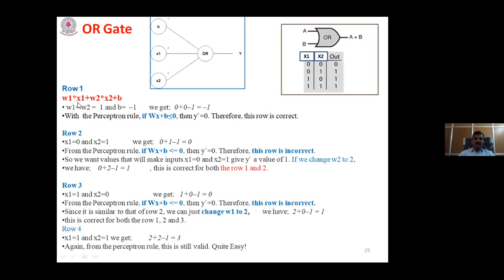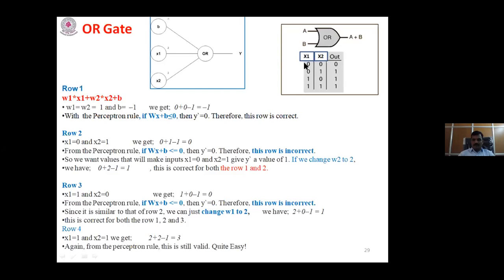Random values I'm selecting. So random values 1 and bias value is minus 1. So randomly I have selected these values. Now I apply this formula. What are these input values? You know the OR definition: if either one input is 1, then the result is always 1, otherwise 0.